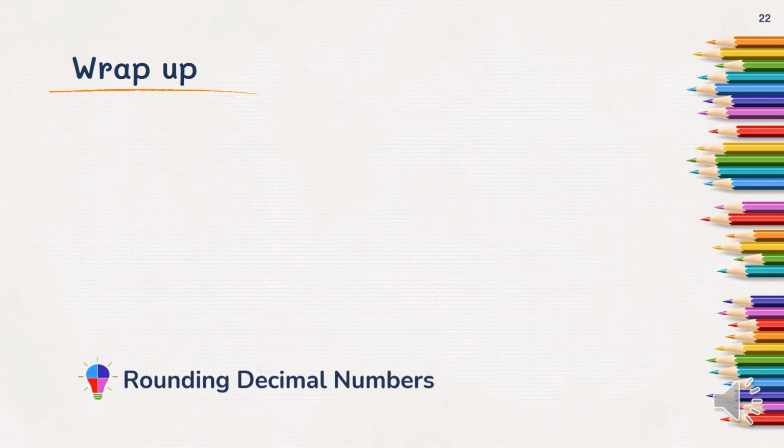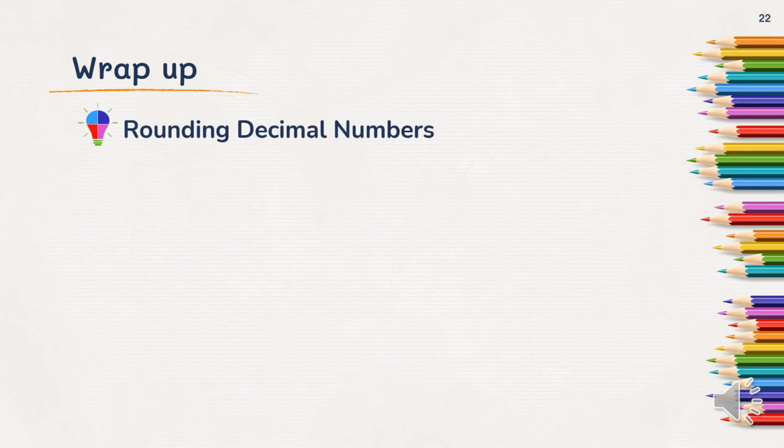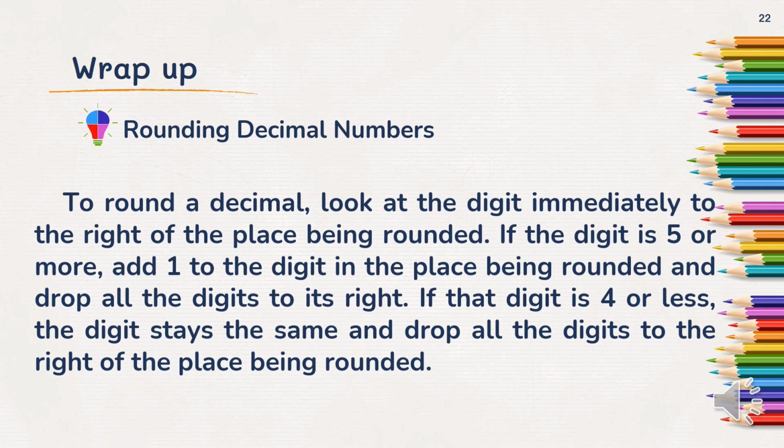Now let's have a wrap-up of rounding decimal numbers. To round a decimal, look at the digit immediately to the right of the place being rounded. If the digit is 5 or more, add 1 to the digit in the place being rounded and drop all the digits to its right. If that digit is 4 or less, the digit stays the same and drop all the digits to the right of the place being rounded.